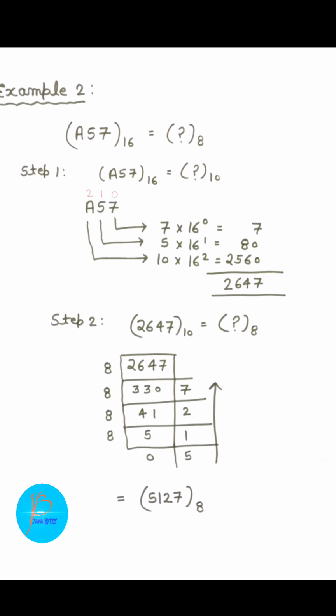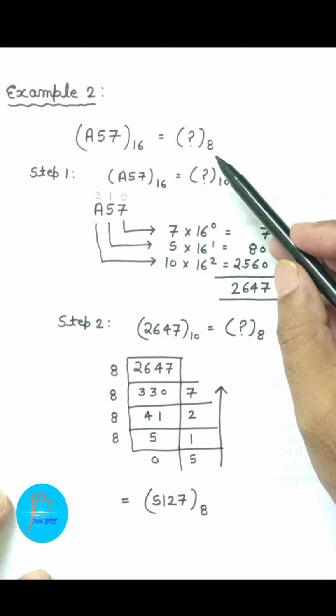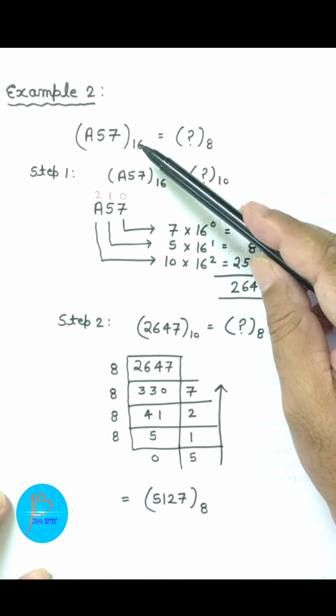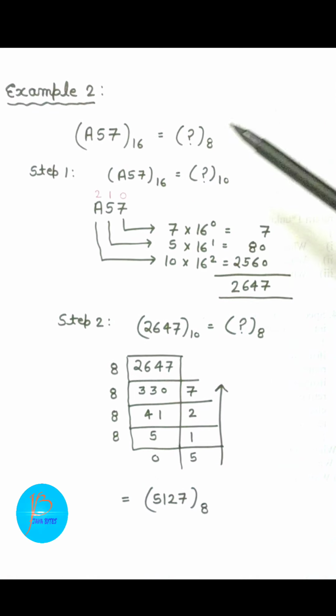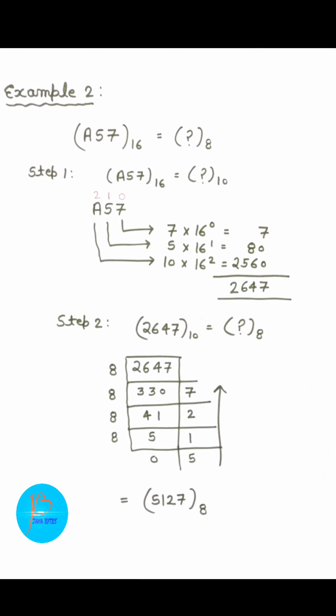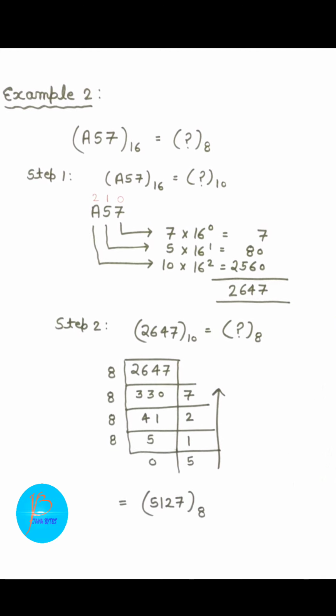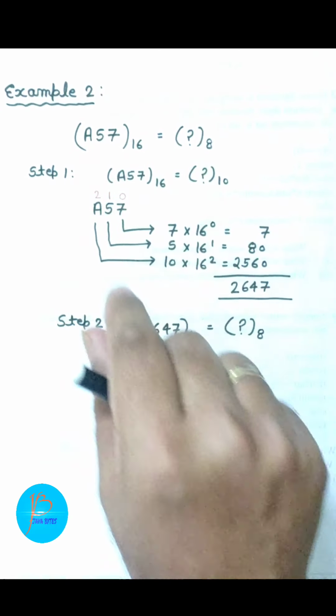Look at the second example. In this example, children, see that a hexadecimal number is given. ठीक है, A57 on the base 16. And we have to convert it into its octal equivalent. Again here we can see that in this problem also, children, no decimal number is used either at the right side or left side.